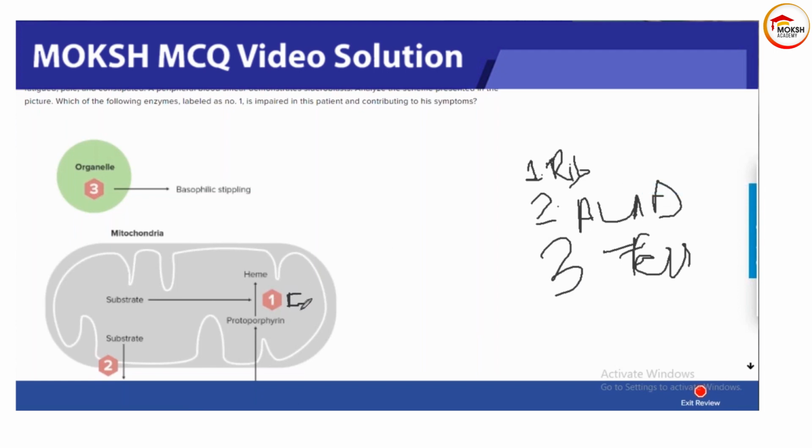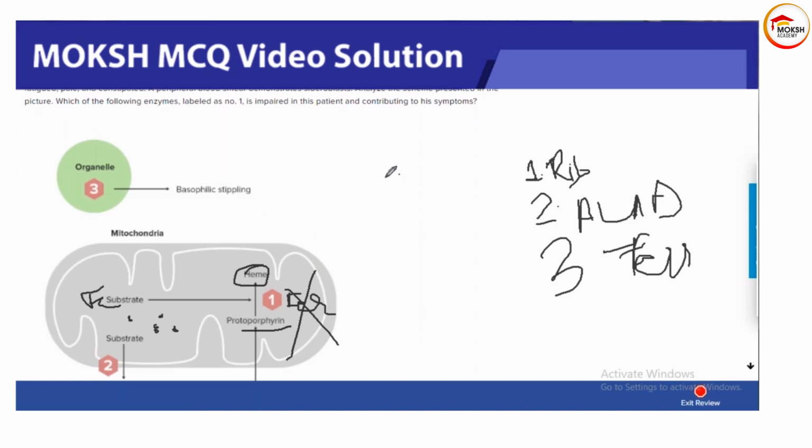What ferrochelatase does is, the substrate here is iron. It puts iron into protoporphyrin and makes heme. So if ferrochelatase is affected, iron will start getting accumulated. Iron will not enter heme, and it will start accumulating in the mitochondria.